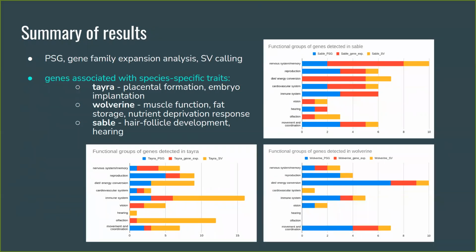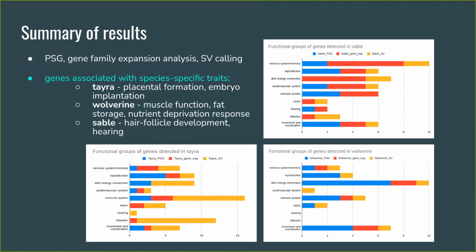For Wolverine, we found a large number of genes associated with diet and energy conversion, and also muscle function. A lot of them had to do with formation of adipose tissue and storage. And also, as I mentioned earlier, the nutrient deprivation response to the nutrient-poor habitat that Wolverine inhabits is also found in the form of bone density and mass regulation in Wolverine.